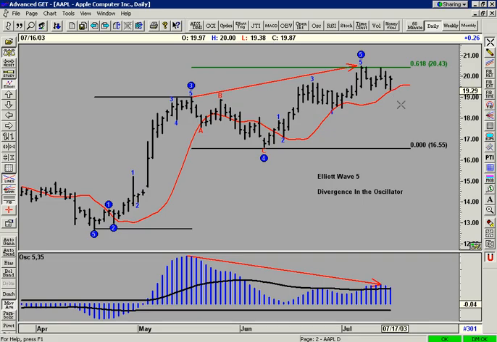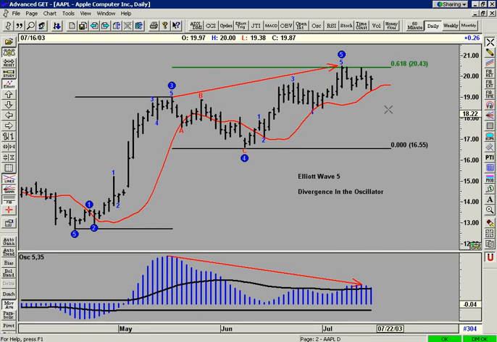So what we'd be looking for here in Apple Computer is for a bar to close below this moving average, and then for a bar after that to take out the low of that bar that crossed it. As soon as that happens, we would be triggered into a short position in Apple Computer in an Elliott Type 2 trade.